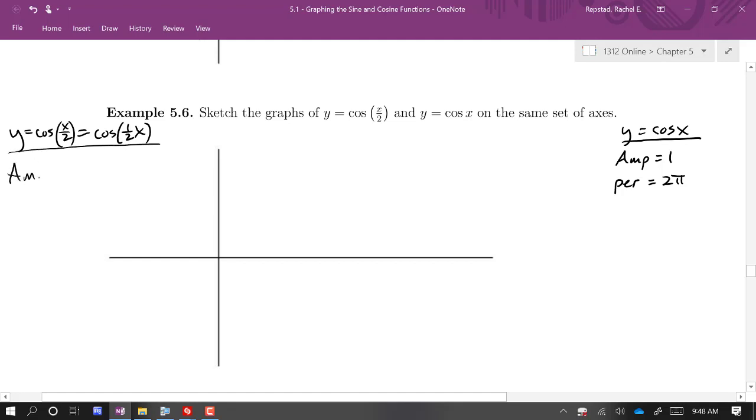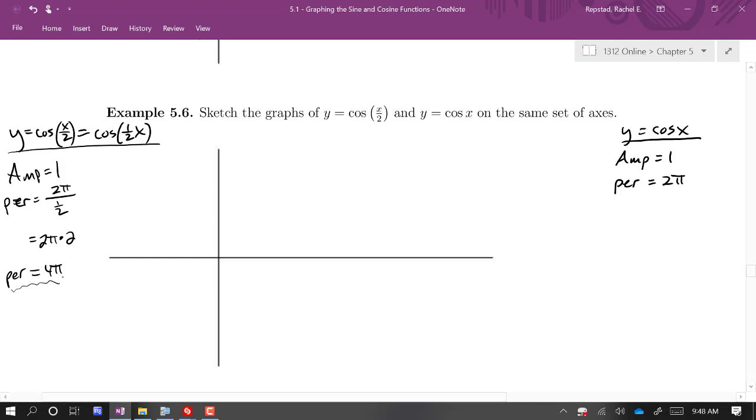So this amplitude is still 1. The period is 2 pi divided by 1/2, which is 2 pi times 2, or 4 pi. So there's the period for cosine of 1/2 x. So that has the longer period. And that should kind of make sense, you know, when we say cosine of 1/2 x, we're saying we're going to go around the circle half as fast. We're going around slower, so it should take longer for it to make a full revolution around the circle.